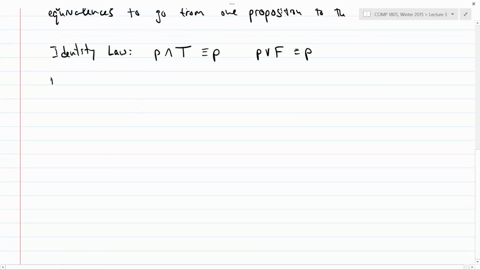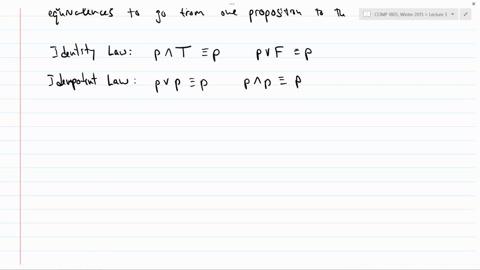Okay, we have another law, the idempotent law. And it says, again, two things. It says that if you take the disjunction of P with itself, you just get back P. And similarly, if you take the conjunction of P with itself, you just get back P. So taking the disjunction or conjunction with yourself doesn't do anything, really. You just get back exactly what you had before.